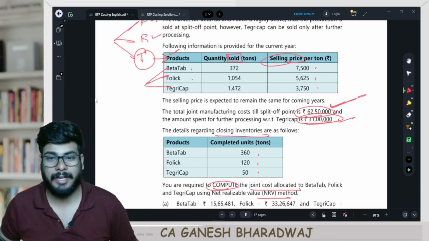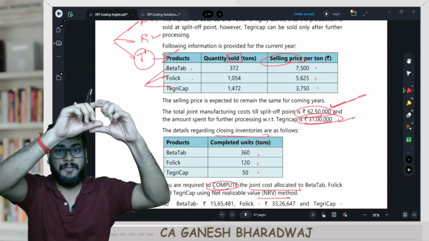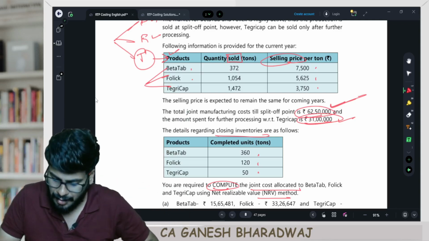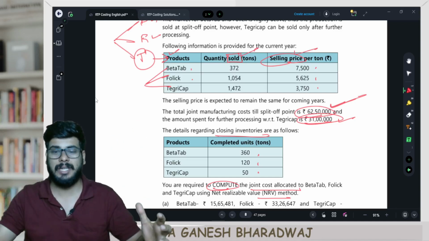Now, how do you arrive at NRV? This is where many students make a mistake. What do they do? First, final sales value. How will they arrive at it? The units sold into selling price, they will multiply this, and arrive at the final sales value.